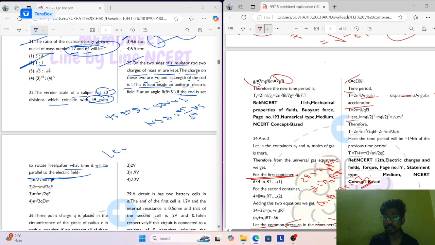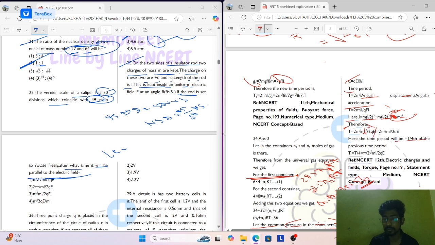Here I is what? If the two charges are spheres, the moment of inertia of each sphere is half ml square. So half ml square for both, and that total will be the I. So in place of this I, put the value, ml square by 2, over q into E into l. So 2 pi into l will cancel out, and it will be root of ml divided by 2qE.